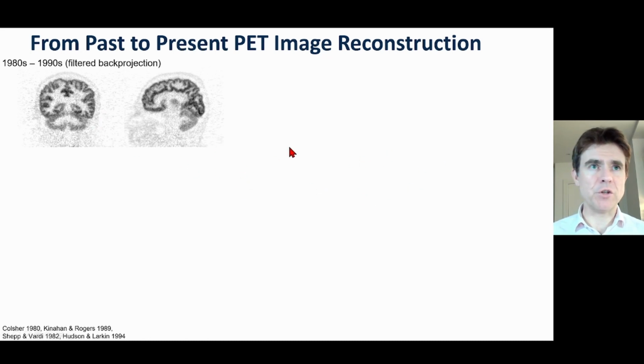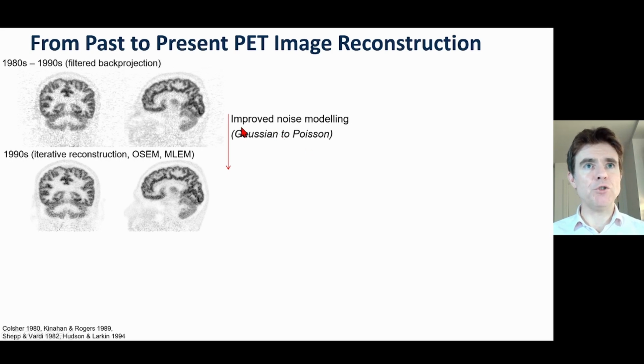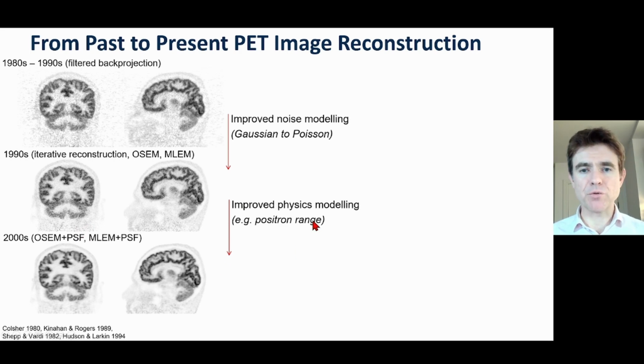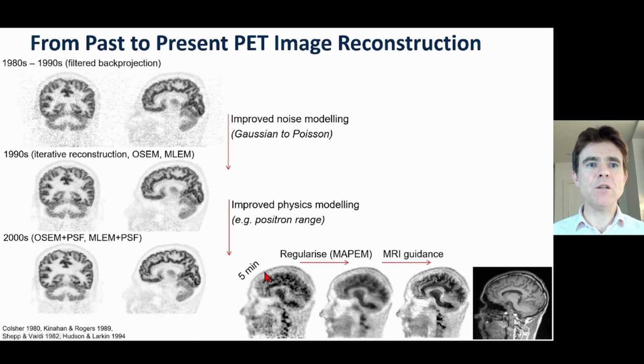First of all, there are methods like filtered back projection, which used a Gaussian noise model. It's a least squares method. Then we moved on in the 1990s to considering the Poisson noise model, and that reduced the noise in the image. Then we improved physics modeling by positron range modeling, PSF, for example, with OSEM. And then more recently, there have been methods that include MR information to assist in regularization or reduction of noise in the PET images.